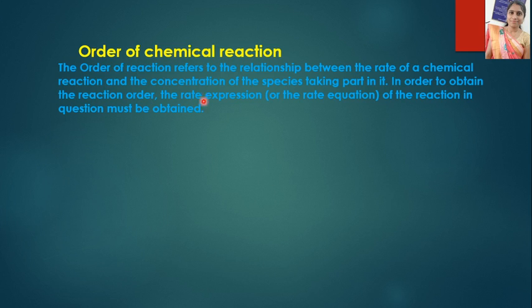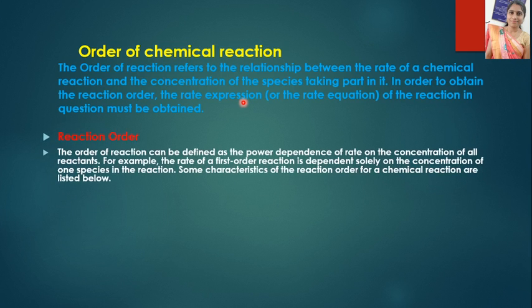The next point is order of chemical reaction. So, what is the order of a chemical reaction? The order of reaction refers to the relationship between the rate of the chemical reaction and the concentration of species taking part in it. In order to obtain the order of reaction, the rate expression of the reaction in question must be obtained.